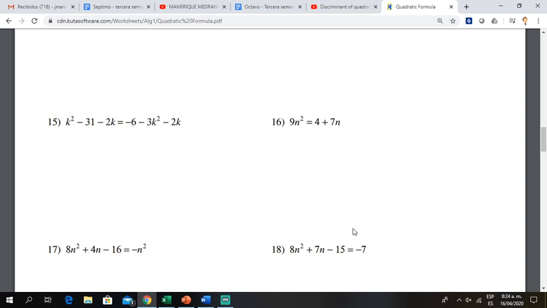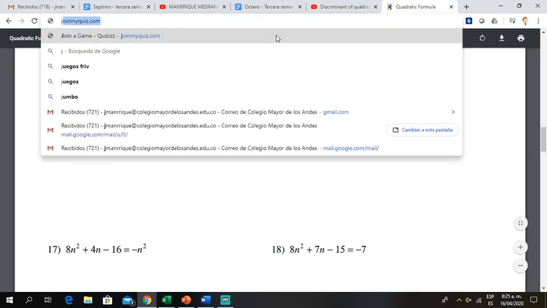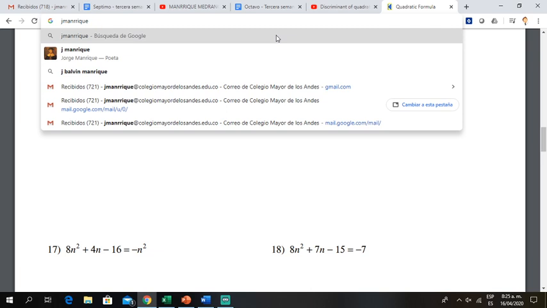Now, please send me exercises 16, 17, and 18 to my mail. Remember, I'm going to put my mail here. Okay, I can put it here. J. Enrique.